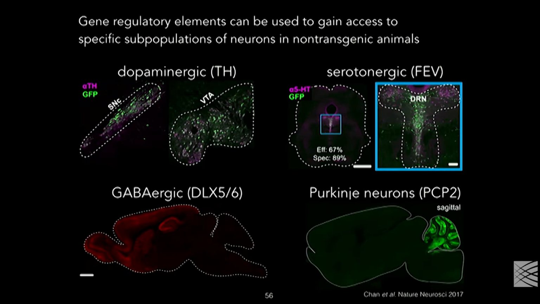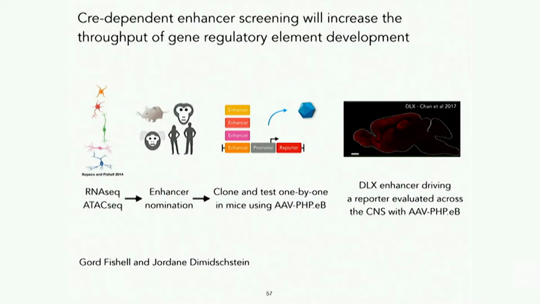Another example here that's probably a little bit easier to see is you can use a PCP2 promoter to drive expression specifically in Purkinje cells in the cerebellum. And again, all of these are cases where the virus went everywhere throughout the brain, but you only get gene expression in certain cell populations. But the problem is that there aren't that many of these known. So I showed you a few examples. I couldn't make this list that long.